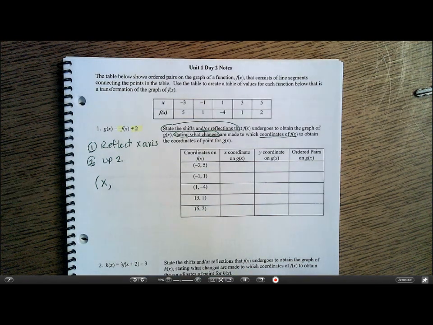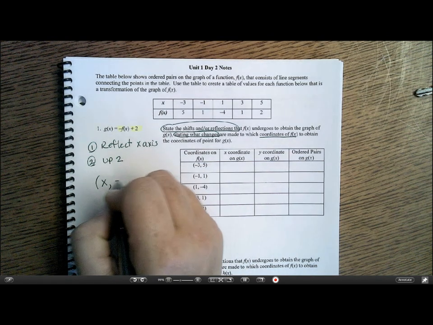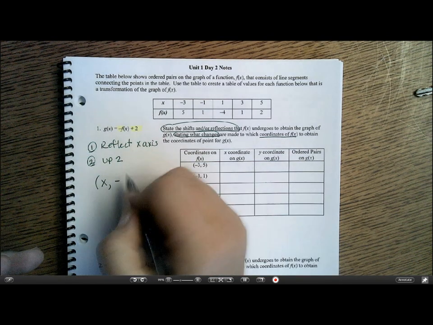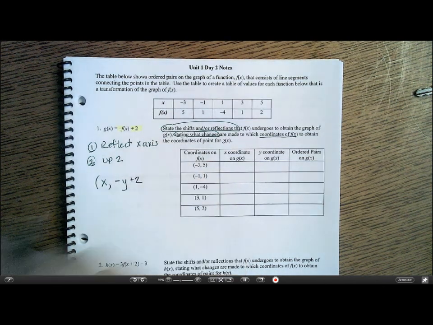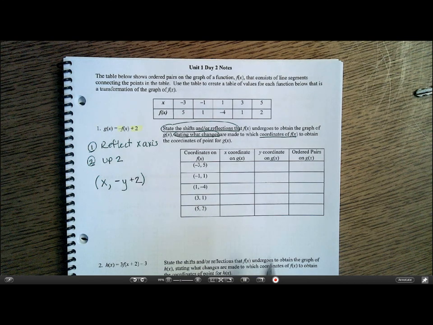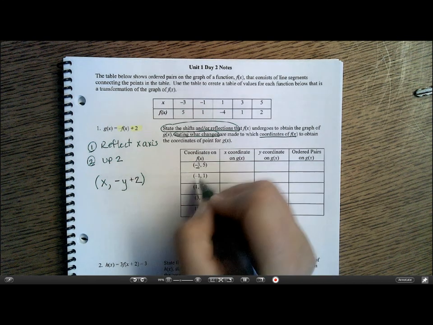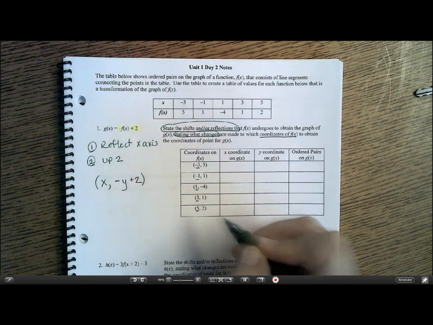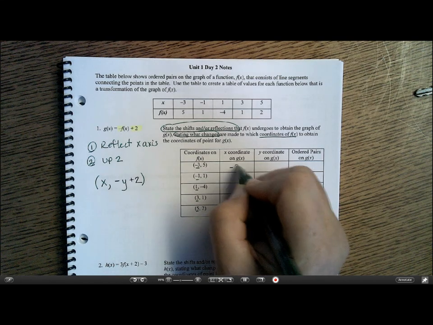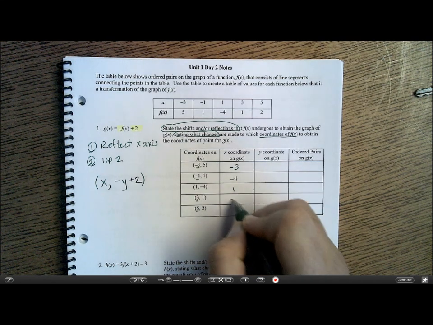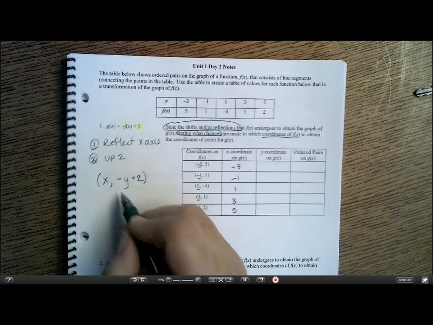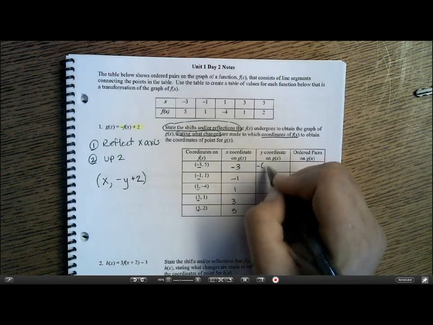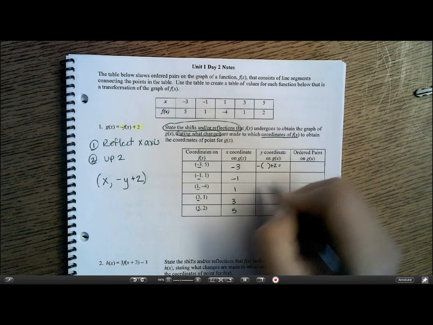So we're going to have to multiply the y value by a -1, and then we are going to have to add 2. And that's how each one of these coordinates are changing. So all of these x's stay the same because we're not changing them. So we've got -3, -1, 1, 3, and 5. The changes to the y coordinates. Well, we're supposed to go the opposite of y, and then we're going to add 2.